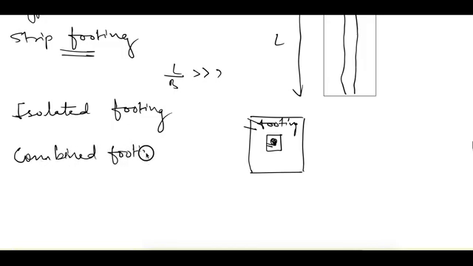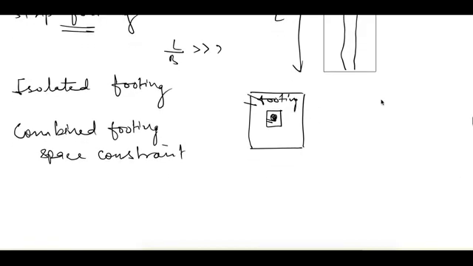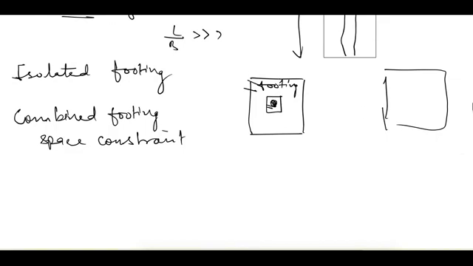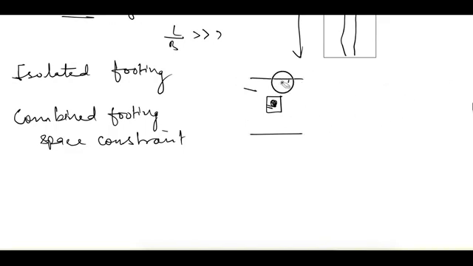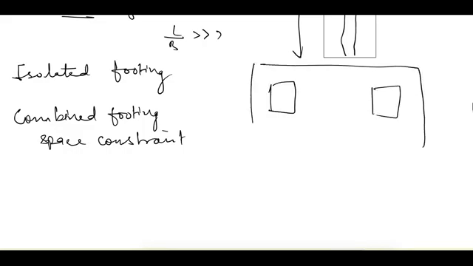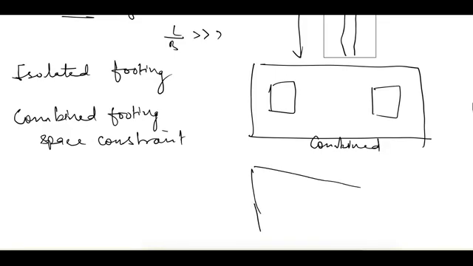After that, next is combined footing. So when there is a space constraint, if there is not sufficient space to provide two footings separately, so for that this combined footing is provided. So what is done, if two columns are there or more than two columns are there, so for that a connected footing is provided. This is called combined footing, or it can be of trapezoidal shape also, like this.